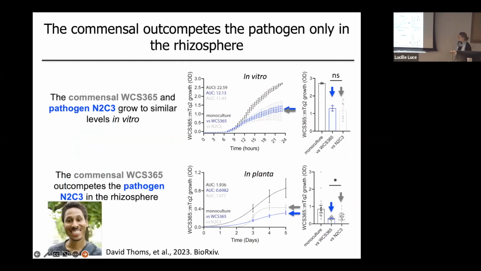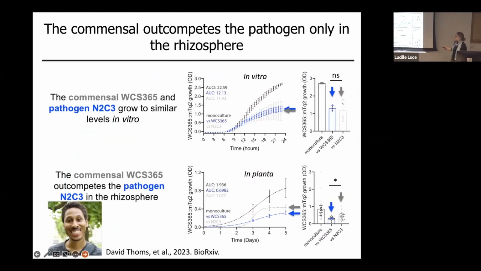And so this is recent work that we've just posted a preprint of from David Toms, who's a postdoc in the lab that's just started his own lab at Florida State. And so he asked if there were differences in kinetics in vitro versus in vivo. So again, asking, is it plant specific?